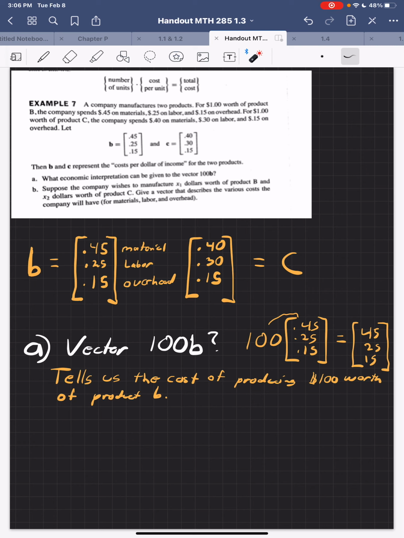Okay, so part B says, suppose the company wishes to manufacture x sub 1 dollars worth of product B and x sub 2 dollars worth of product C. Let's write that. So x sub 1 worth of product B and x sub 2 worth of product C. Does that make sense? We don't know what that is yet. We're asked to give a vector that describes the various costs the company will have for materials, labor, and overhead.